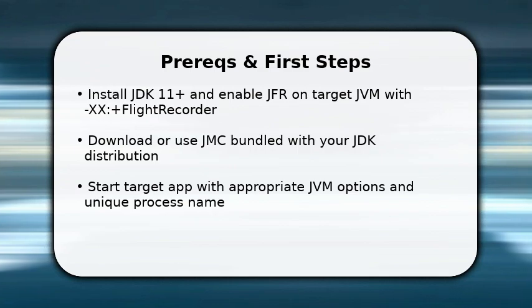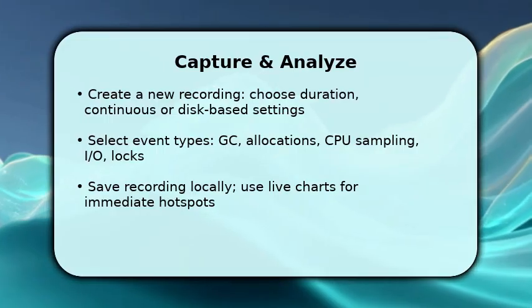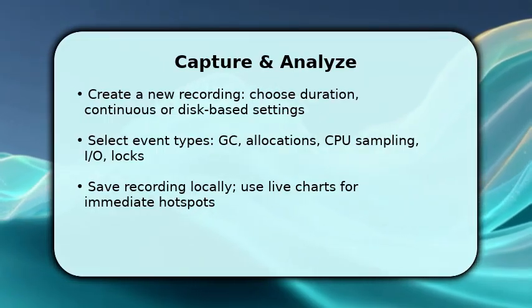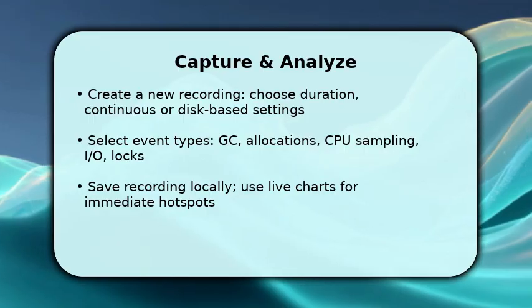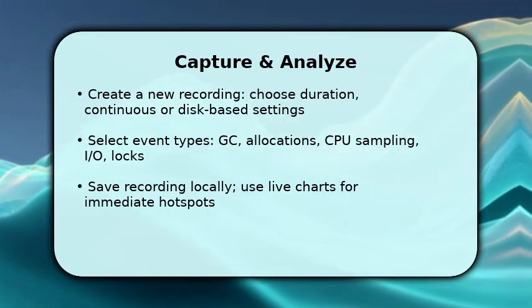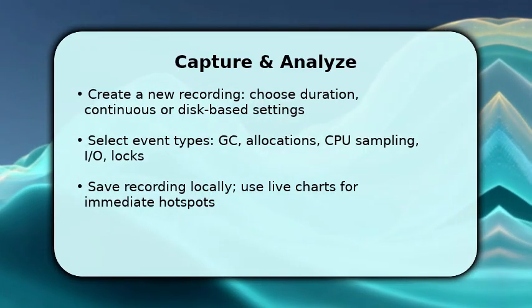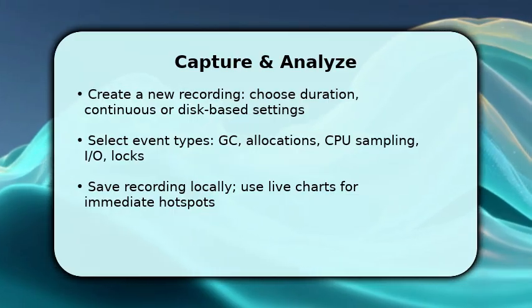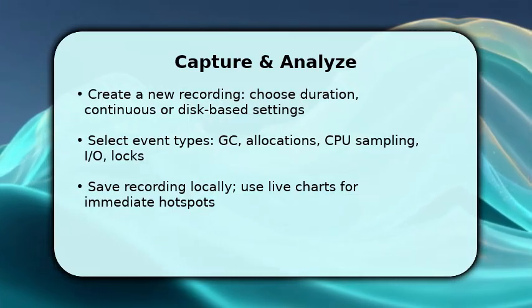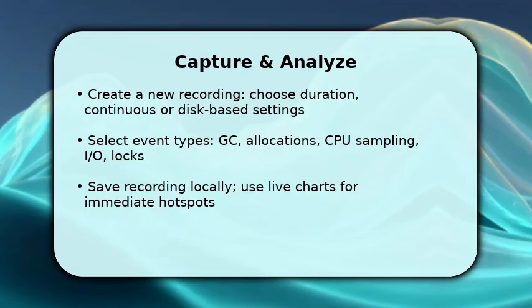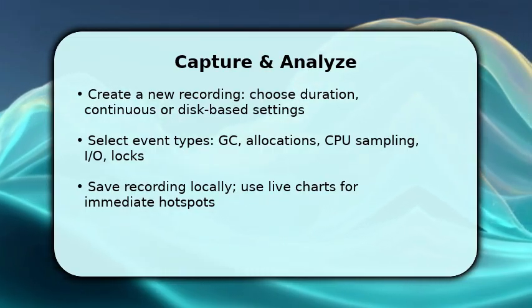You now configure a recording. Open the new recording dialog and set duration, ring buffer size, and whether to write to disk. Then pick events to capture: CPU sampling, allocations, garbage collection, locks, keeping overhead in mind. Start the recording and observe live charts to spot immediate hotspots. Once the capture completes, save it.